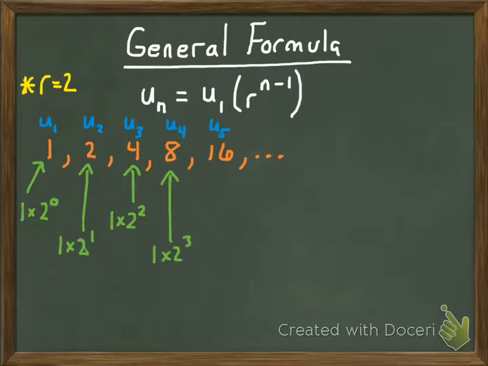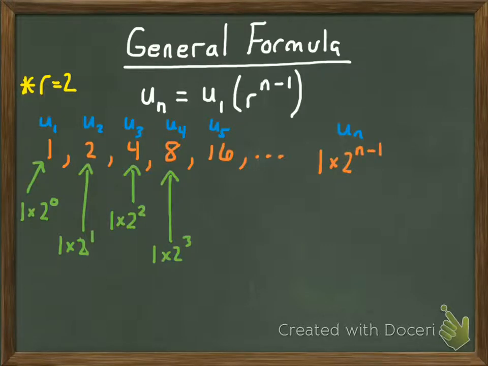So, if we were to continue this pattern so that we went out to the nth term, the way we would express the value of the nth term in this expression would be 1 times 2 to the n minus first power.